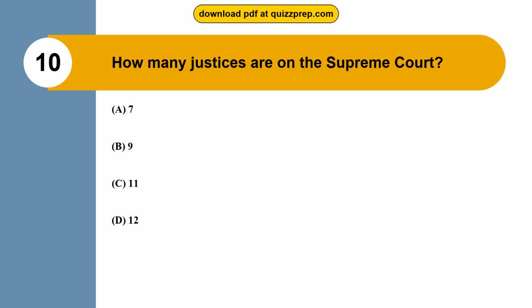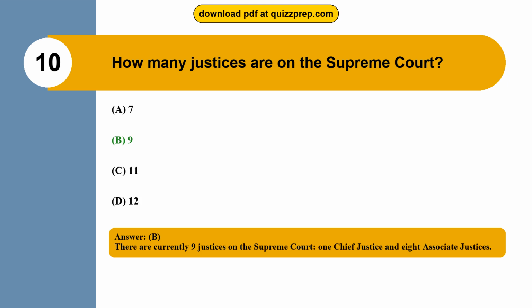Question 10. How many justices are on the Supreme Court? Option A, 7. Option B, 9. Option C, 11. Option D, 12. The correct answer is option B, 9. There are currently 9 justices on the Supreme Court, 1 Chief Justice and 8 Associate Justices.